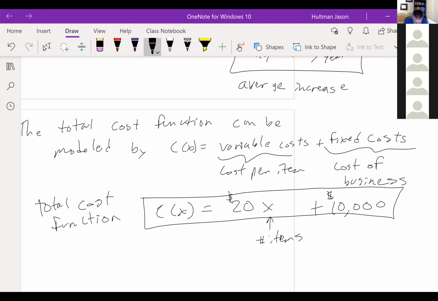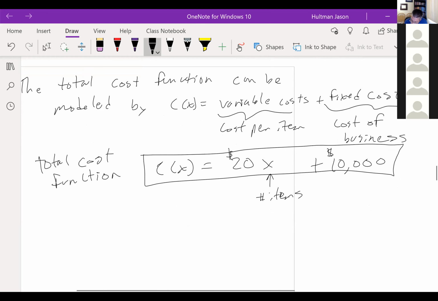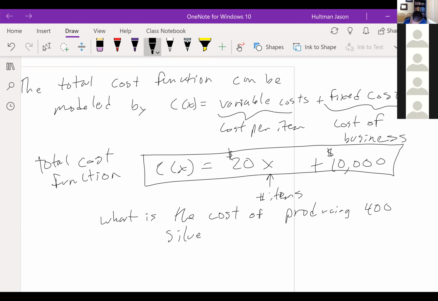Find the cost of producing 400 coins. What is the cost of producing 400 silver coins? Well, that's going to be C of 400. That's the cost of 400 coins, which is going to be equal to the material that I'm going to spend.